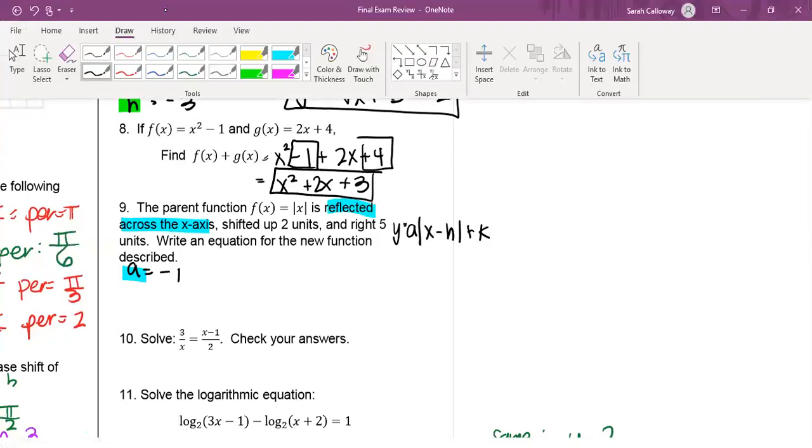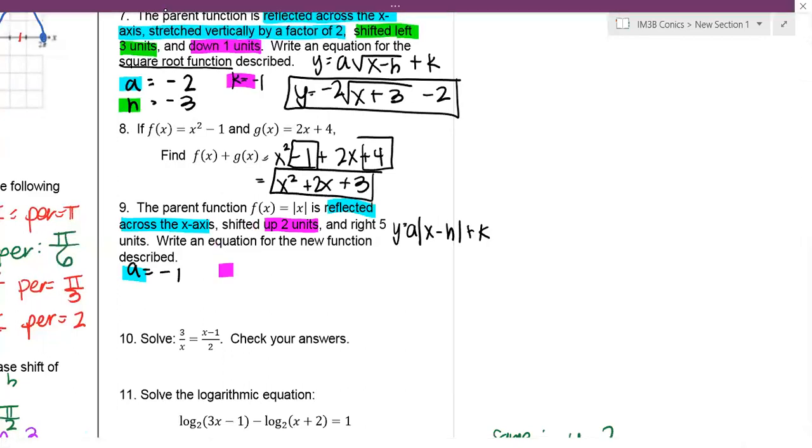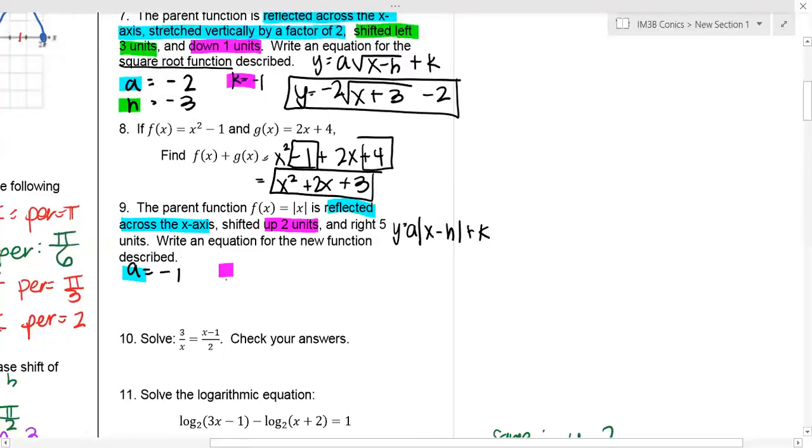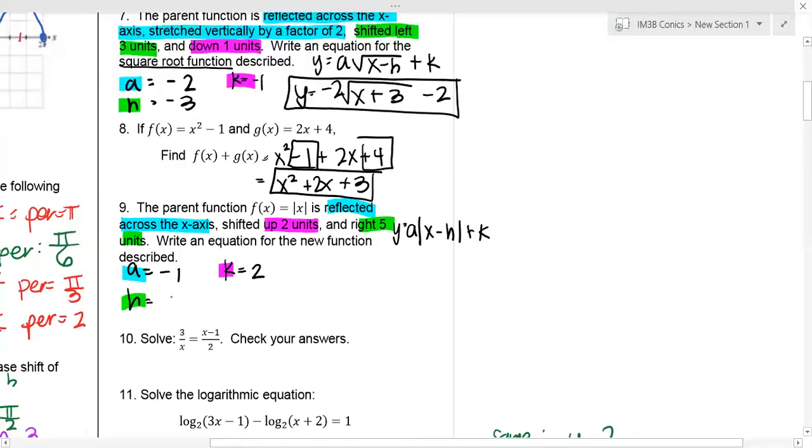If we're going up 2 units, that's giving us the value for K. So this tells us that K is +2. And then going right 5 is telling us that H is 5. So if we're plugging into this equation, we've got y equals negative absolute value of x minus 5 plus 2.